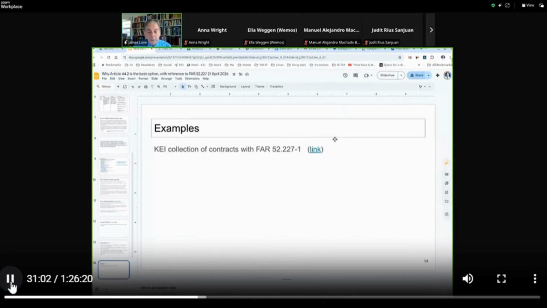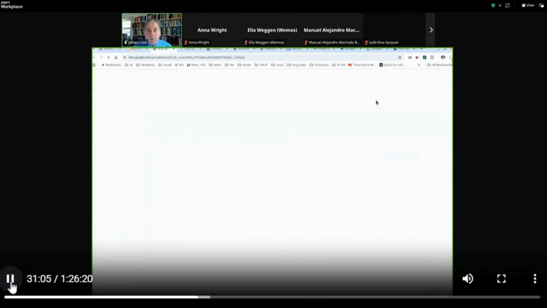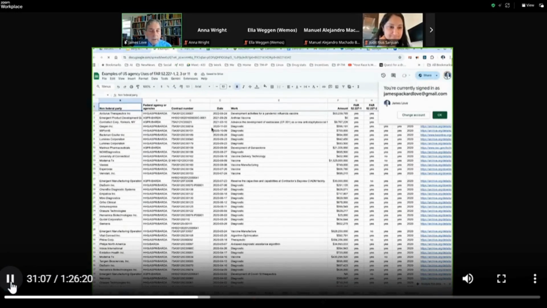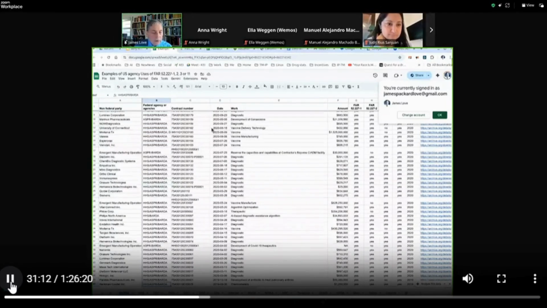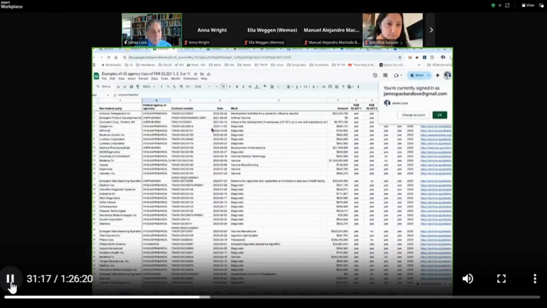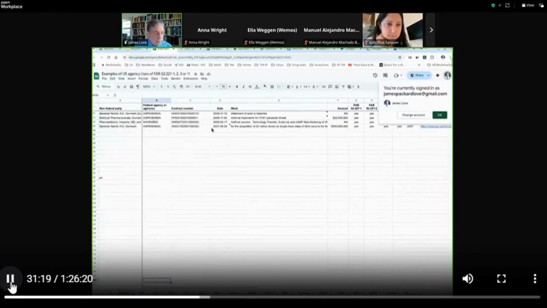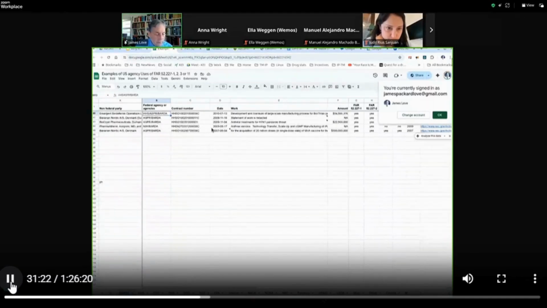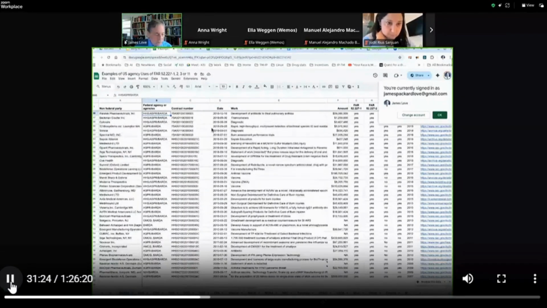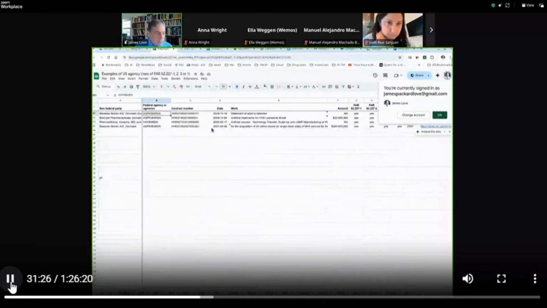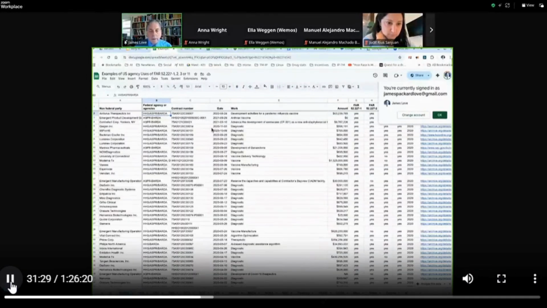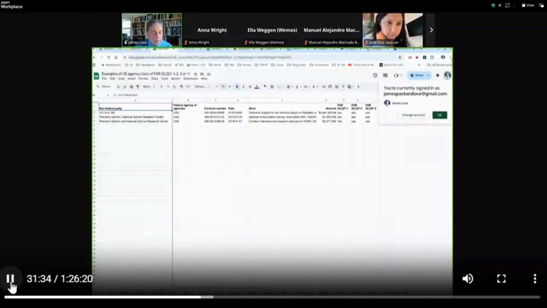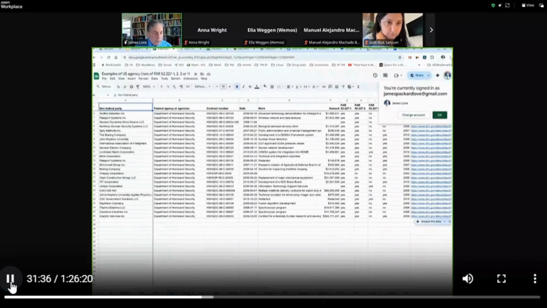Now, I'm going to just show you several examples of where this is actually done. These are contracts that we have that include this clause. In this particular case, this is just from BARDA, one federal agency, and there are 83 contracts in this particular tab. And then we have contracts at HHS, the CDC, Department of Health and Human Services.